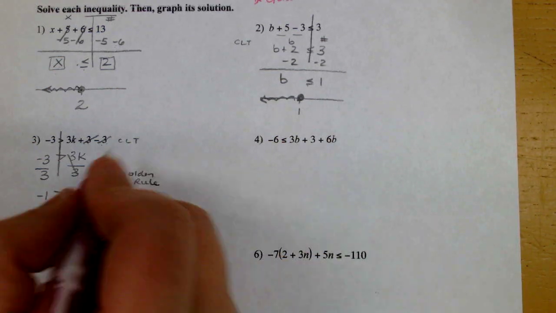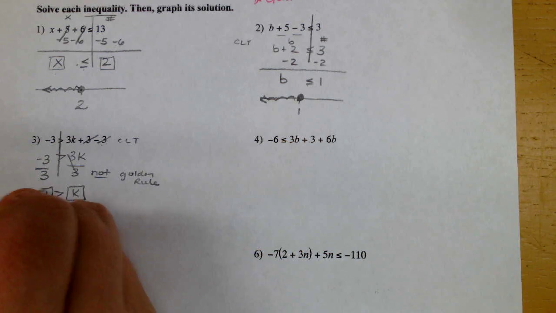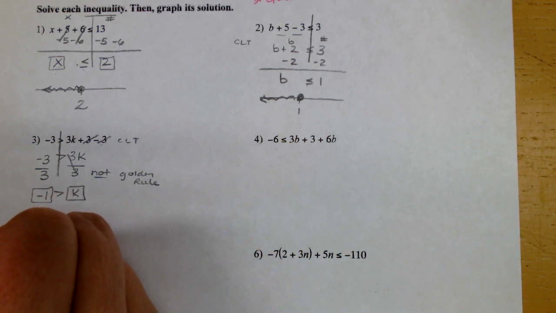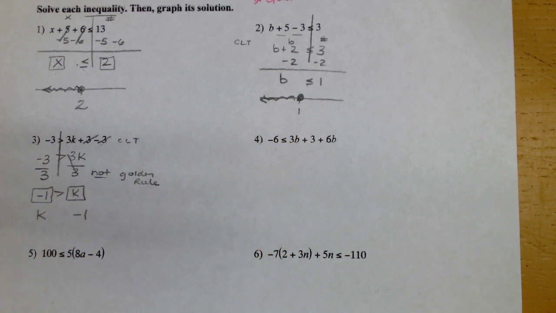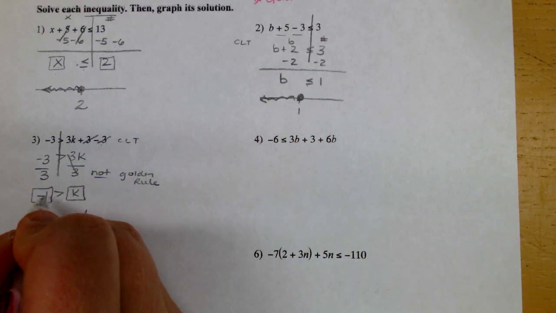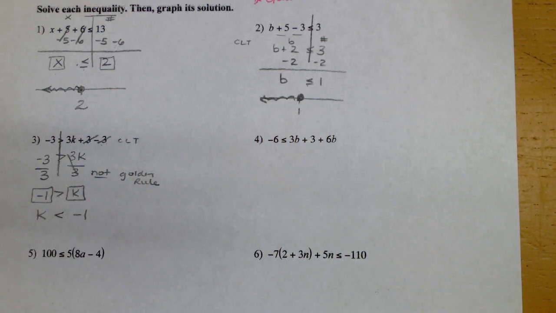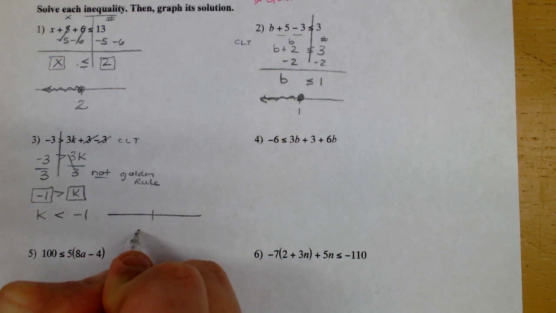But if I want a graph, remember, we always want the variable to go first. So I'm going to put a k and a negative 1. They're my key players. The mouth is eating the negative 1. It still needs to eat the negative 1. And now I can graph this.